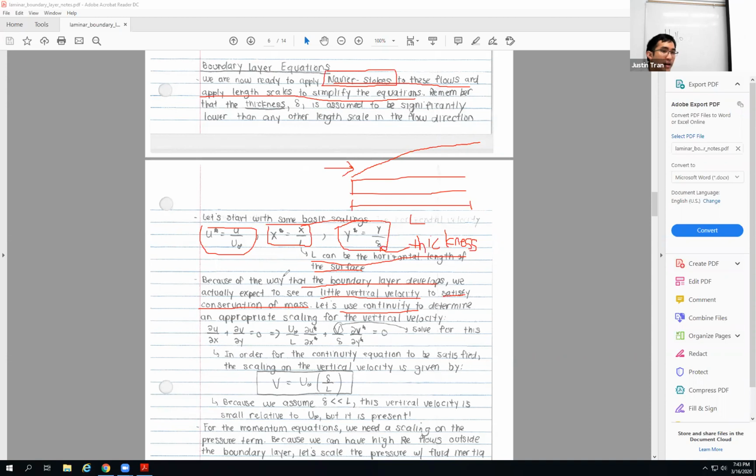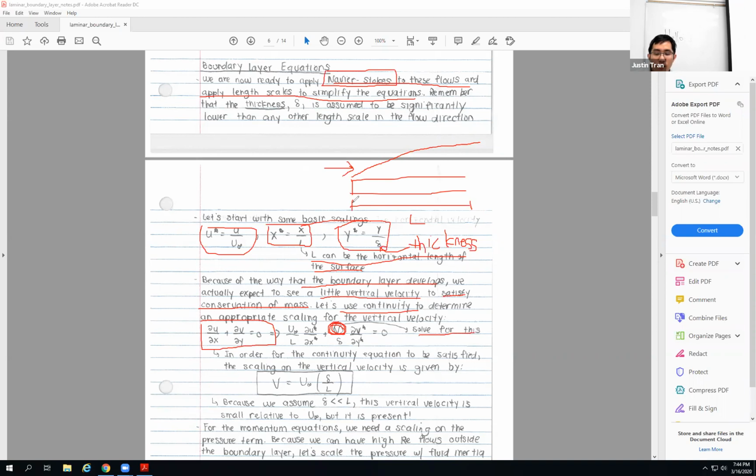Okay. So let's start with the continuity equation in 2D. Our continuity equation is going to be du/dx plus dv/dy, and that's going to be equal to 0. Then the way that we're going to scale it is we're going to plug in all these scales up here, and eventually we're going to use this to define a scaling for v. This v right here is going to be the scale for our vertical velocity, and we're going to use this equation to solve for it.